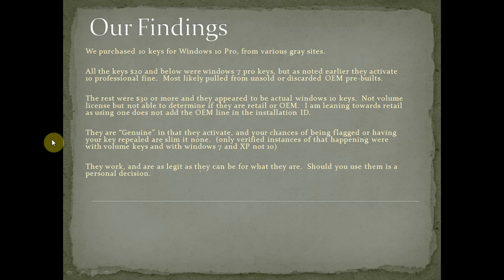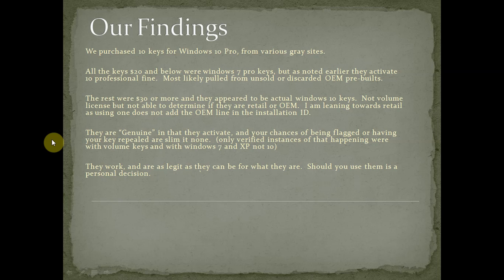They weren't volume licenses, but I can't say they were OEM either, because normally when you activate an OEM key, it changes the installation ID to actually have OEM somewhere in the line. This one didn't do that. None of these did that. They're all genuine. They all activate. They all checked as genuine. Your chances of being flagged are slim to none.